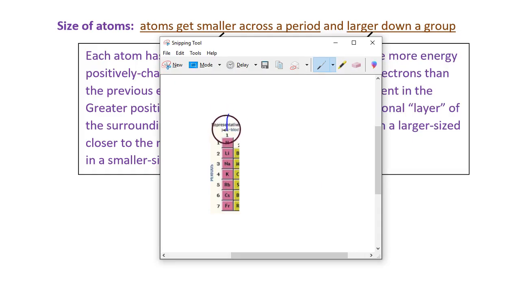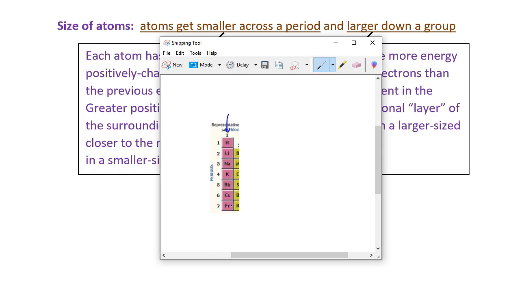Now let's focus in on a group. Let's focus in on group 1. The trend is atoms get larger moving down the group. This means that within group 1, hydrogen is the smallest atom. Lithium is a little larger, sodium is a little bit larger, and so on, moving down the column.